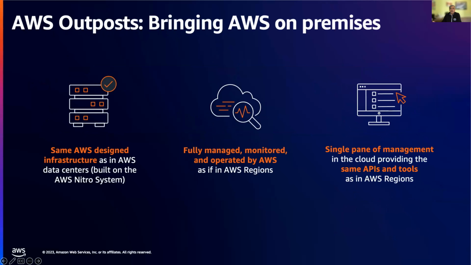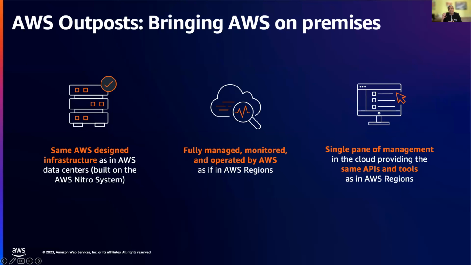So Outpost, we talked about that. Essentially, it's bringing the AWS infrastructure onto your data center, right? It comes in a couple of flavors, and we'll talk about that. It's the same AWS design infrastructure as in our AWS data centers, so it offers exactly the same kind of compute, same memory and so on, and all kinds of processing. The services that are supported on that, we'll talk about.